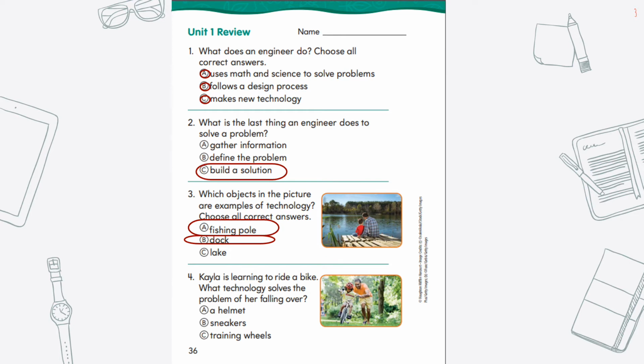Let's read question 4. Kayla is learning to ride a bike. What technology solves the problem of her falling over? Is it A, a helmet, B, sneakers, or C, training wheels? So which of these three options do you think will help Kayla from falling over? Let's look at the answer. It's C, the training wheels. Training wheels are the two extra wheels that we attach beside the bicycle to help younger children learn how to ride a bicycle. So with the help of these training wheels, she will not fall over.